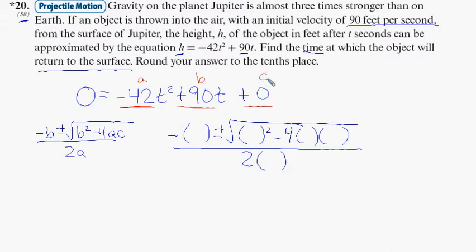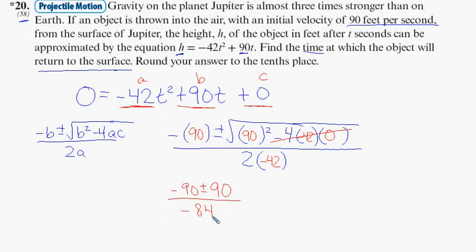So plugging this stuff in ends up being really, really easy. We have a 90 here, we have a 90 here, we have negative 42 here, we have 0 here, and we have negative 42 here. Now, because there's a 0 sitting right here, all of this is going to become 0. So essentially what we have is negative 90 plus or minus the square root of 90 squared. Listen, people, the square root of something squared is itself. So that's just equal to negative 90, and then it's over negative 84.